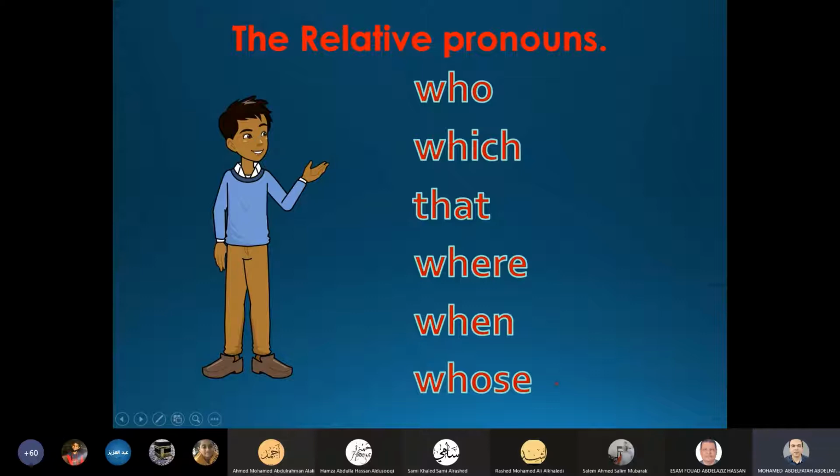All students, listen to me carefully while I read the relative pronouns in English. Who, which is used for people; which is used for animals and things; that is used instead of who and instead of which. So you can use that for people and you can use that for animals and things. What about where? Where is used for places. What about when? When is used for time. And whose is used for possession. Okay, so the relative pronouns again: who, which, that, where, when, and whose.